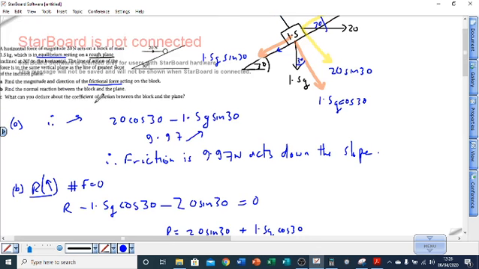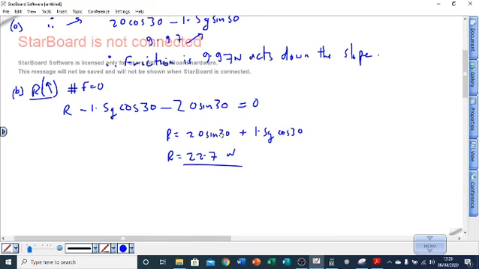It says, what can you deduce about the coefficient of friction between the block and the plane? Well, this is the important bit, you might not have seen this question before: you're not at F max. We know that the friction, F, must be less than or equal to F max. The friction that we're using just here must be less than or equal to F max.